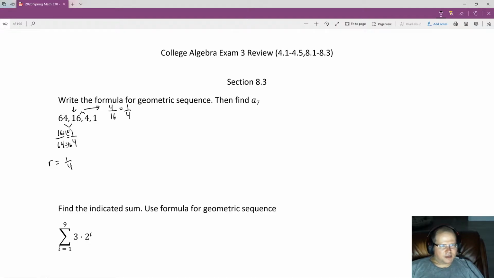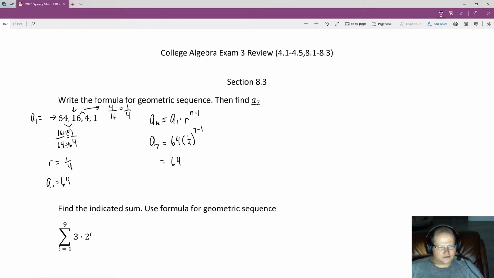Okay, so what we're going to do is plug this into the general formula, which is the first term multiplied by the ratio to the n minus 1 power. If we're trying to find the seventh term, we have to put in the first one of the sequence, so a1 is equal to 64. It's the first one in the sequence. Multiplied by r, which is 1/4, to the n, which is 7 minus 1.